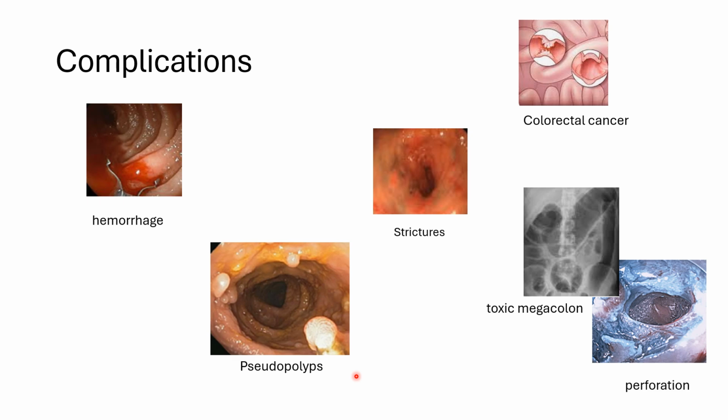And toxic megacolon is when the inflammation happens and has an effect on the membrane and also the muscles and nerves of the colon, and so it just causes inflammation in the colon of this patient.